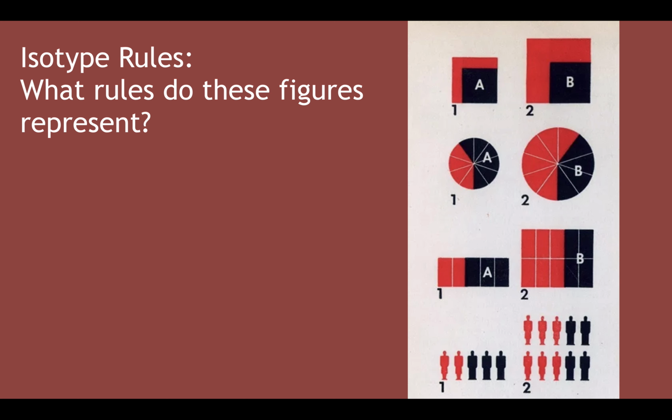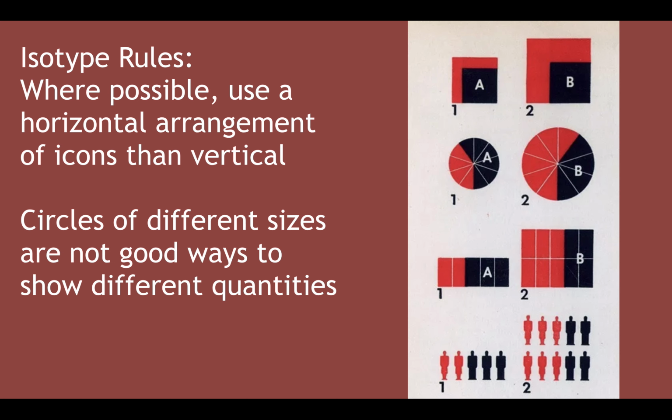Another rule. What rules do these figures represent? On the right there are multiple examples here, 1 and 2, A and B. So maybe think to yourself which ones are easier if you needed to communicate this information to make sure it was clear, or if you're receiving it, to see also that it's clear. Where possible, use a horizontal arrangement of icons rather than vertical. The two at the bottom are examples of that. Circles of different sizes are not good ways to show different quantities, as you see from the two pie graphs on the right.